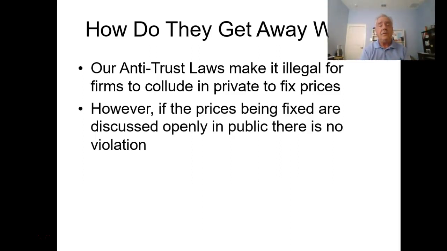However, the price is being fixed, and the way they get around it is they discuss it openly in public. And because they do it openly and in public, there is no violation of the antitrust laws. So there are a lot of subtleties in an oligopolistic situation, where each of these firms knows what the others are doing because they make public announcements. I'm going to raise prices 25% next year. One oligopolist firm, one of 3, for instance, makes that public announcement. Guess what? The other 2 hear it, and as a result, they all raise their prices 3% next year, or whatever the number may be.